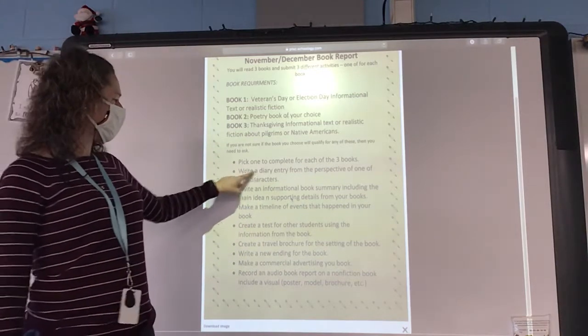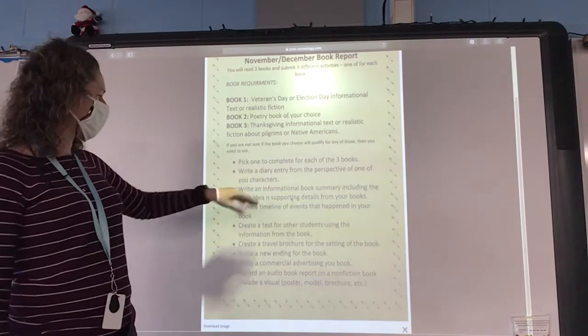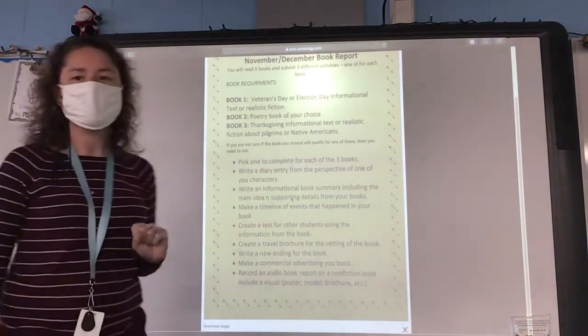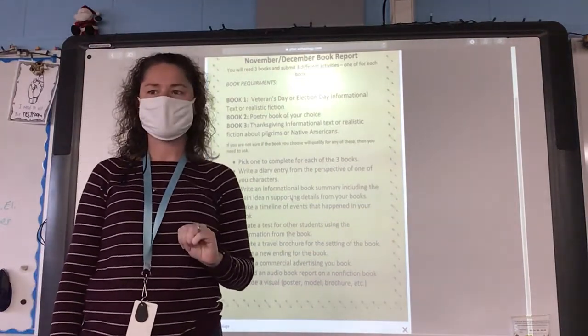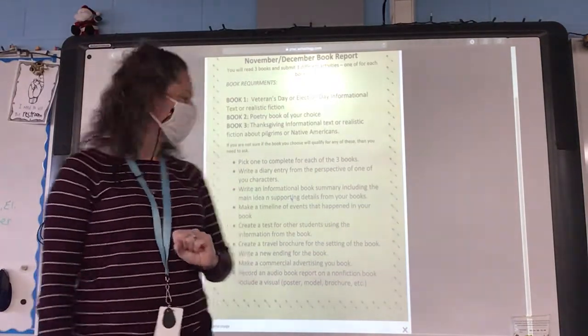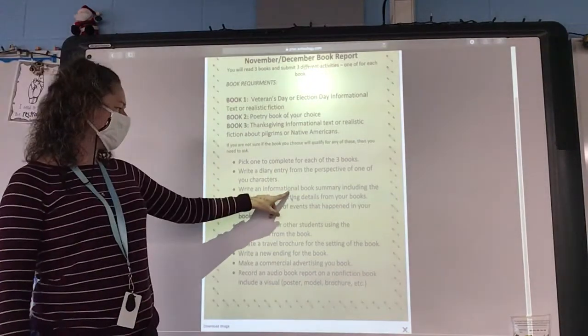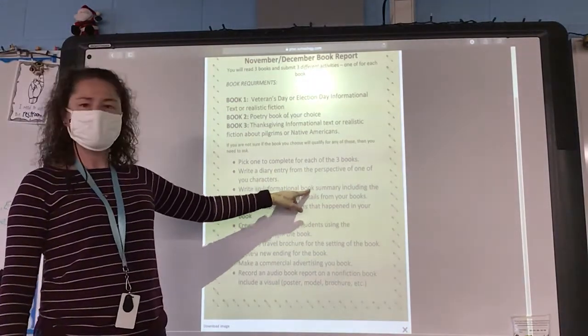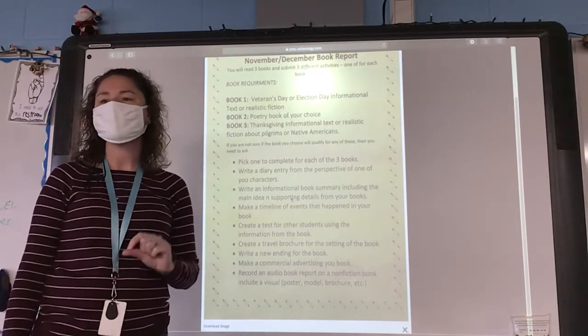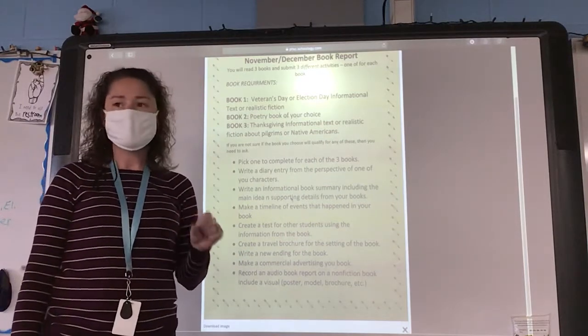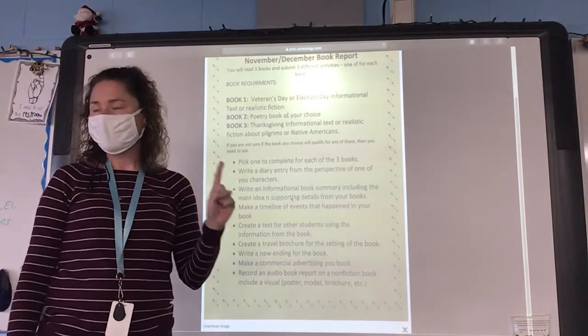And then if I look at this first one, it says write a diary entry from the perspective of one of your characters. So would a diary entry be one sentence? No. Guess what I got from some of you? One sentence. Would a summary? So for an informational book, write a summary. Would that be one sentence? No. Absolutely not. You cannot summarize a book that you are supposed to be reading in one sentence.